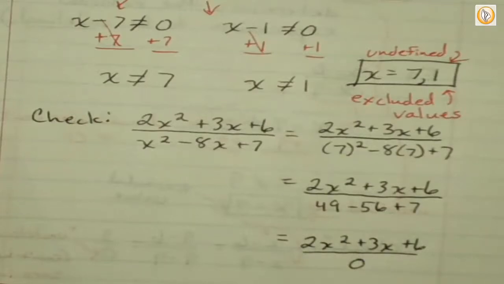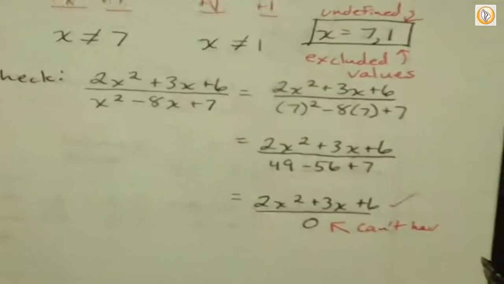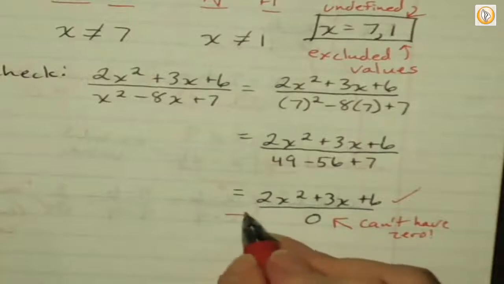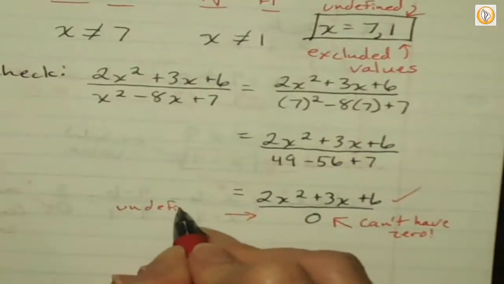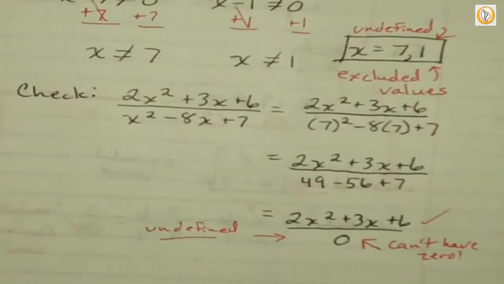There we go. It checks. Because you can't have 0. It's undefined. And you can just trust me on the 1, save on time. So that's it in a nutshell. I've got more to show you, but that's what we're looking for. What number or numbers cannot be x in the denominator because therefore it'd be 0, which would be undefined.